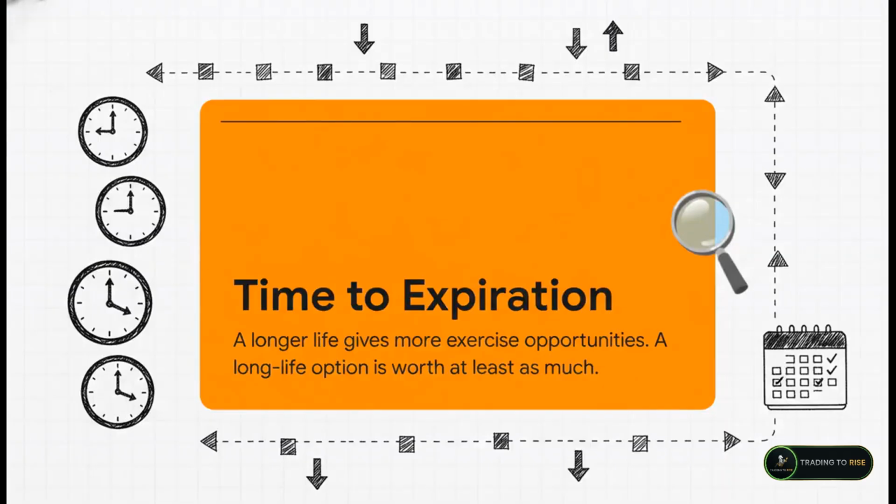Okay, next up is time. You can think of the time to expiration as the option's lifespan or its window of opportunity. I mean, if you buy an option that expires in a week, the stock only has a few days to make that big move you're hoping for. But if you've got an option with 3 months left, whoa, that's a lot more time for things to happen. More time equals more chances for the stock to move in your favor, and that's true for both calls and puts. So it makes sense that options with more time on the clock are generally worth more.